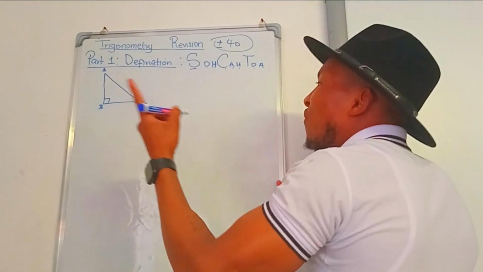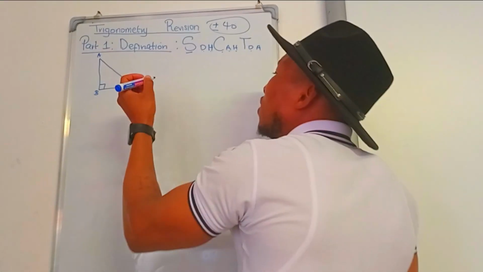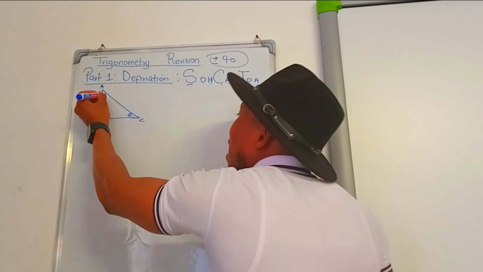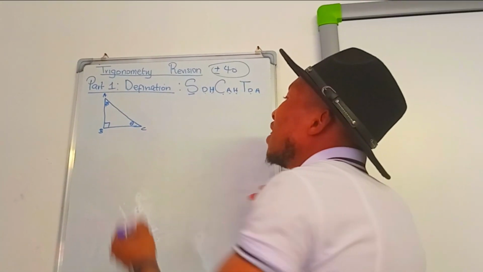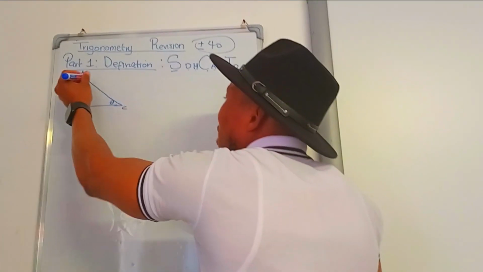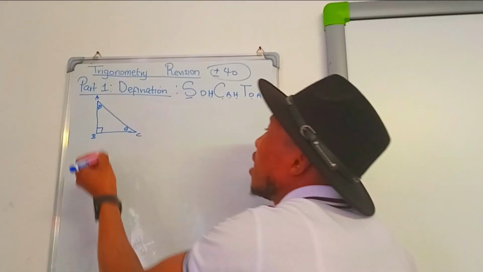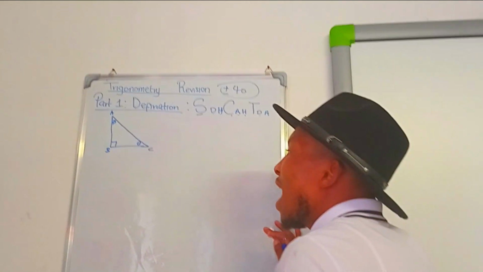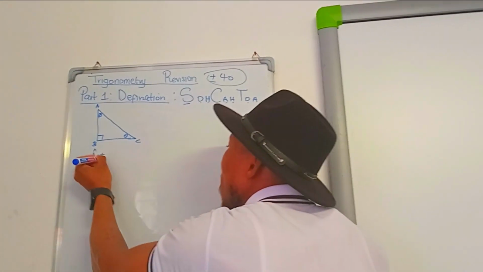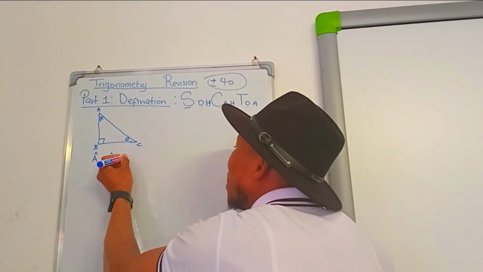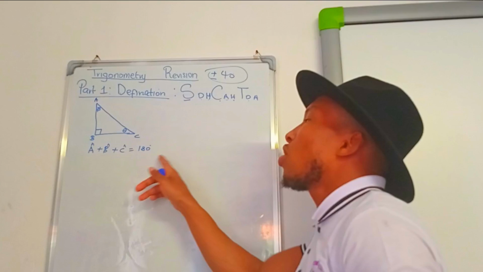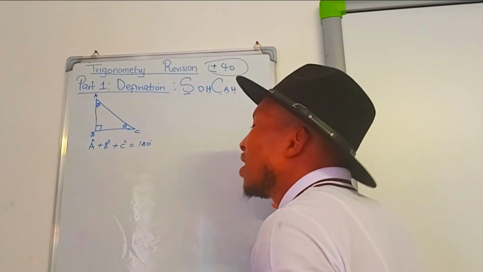The first theorem is that, inside the triangle, the sum of angles is equal to 180 degrees. Therefore, as you see here, angle A plus angle B plus angle C is equal to 180 degrees. Therefore, we call this the sum of angles in a triangle.